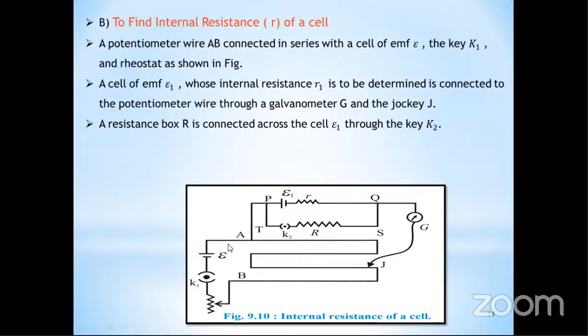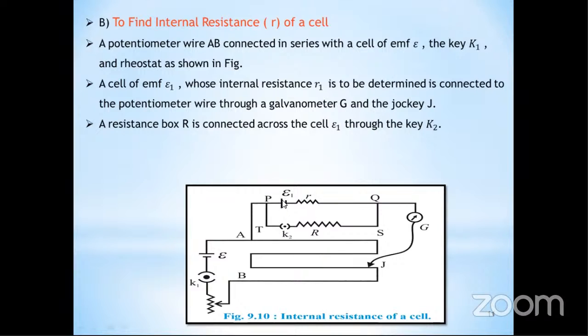Each and every time, if you observe carefully, you have seen this A to B, this battery, plug key, and this rheostat remain constant. We are changing the above circuits as per the demand. The sum and difference method is a separate method, and the third one is the internal resistance.